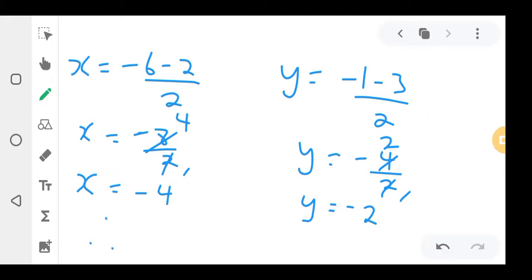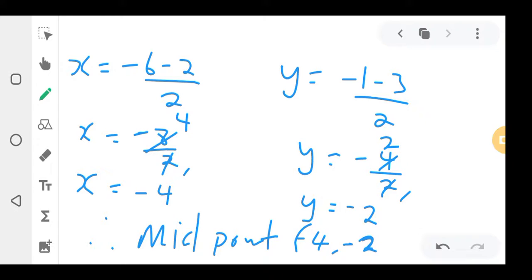So therefore, the midpoint is going to be equal to what? X there is -4, comma, y there is -2. So it's -4, comma, -2. That's how I find the midpoint, guys. You see how easy that is? That's how I find the midpoint.